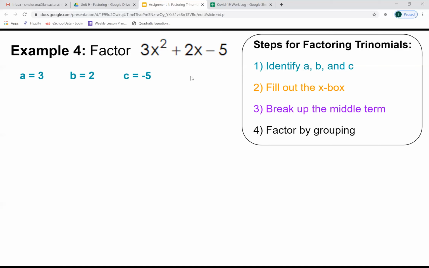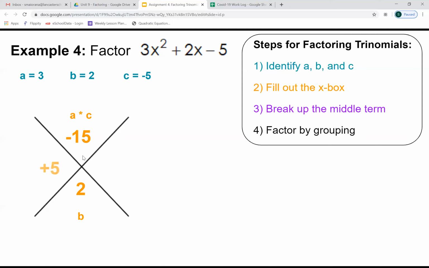Now that I have a, b, and c, I want to complete my x box with a times c on the top, so -15, and my b value on the bottom, so 2. And I want two numbers that multiply to -15 and add to +2. That's going to be +5 and -3. They multiply to -15 and they add to +2.